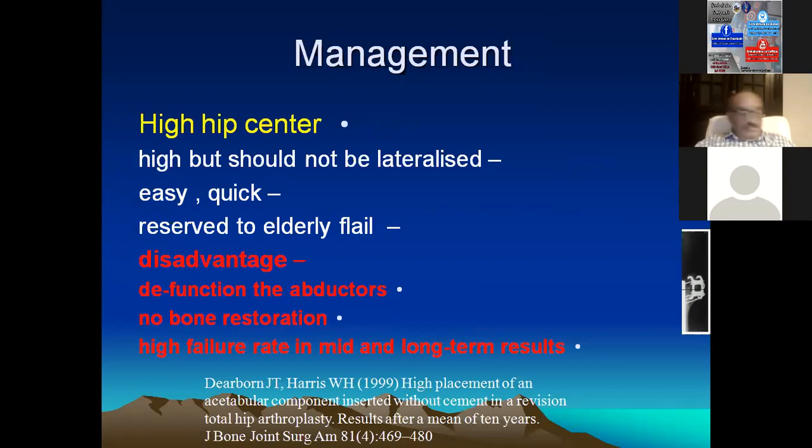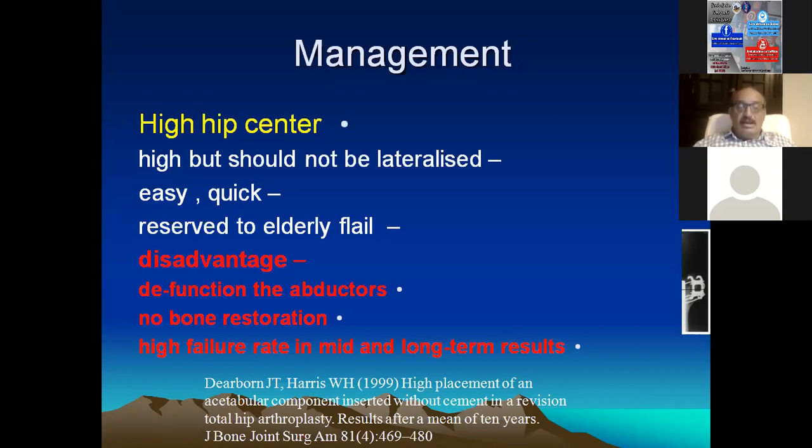A very easy way to insert a stapler cup in hip revision is what is called high hip center. High hip center is not the best way to reconstruct, but it is reserved for elderly frail patients. The idea is, if you are going to put the cup slightly higher than the anatomical hip center, try to avoid putting it in a lateralized position.